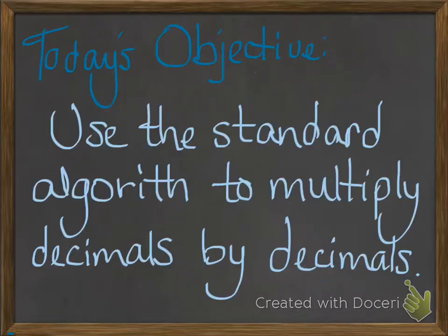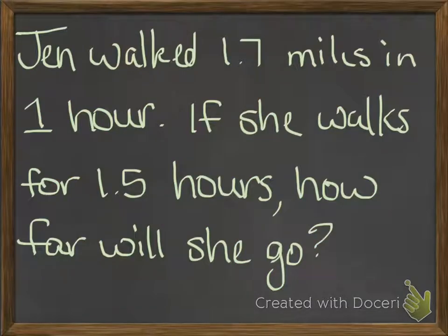Today's objective is to use the standard algorithm. Oh, I didn't spell algorithm properly. There we go. Algorithm to multiply decimals by other decimals. So far, we've been multiplying whole numbers by decimals, but today, both of our numbers are going to have decimals in them. It's not that hard. In fact, most of you probably know how to do it already. So here's our practice problem.